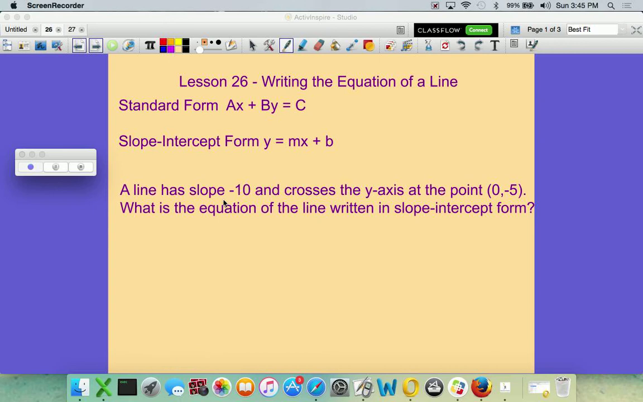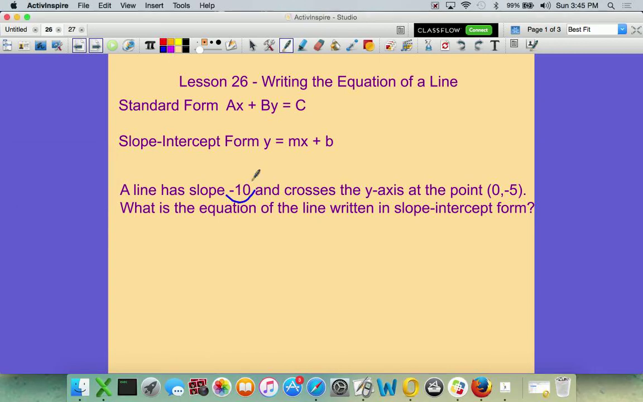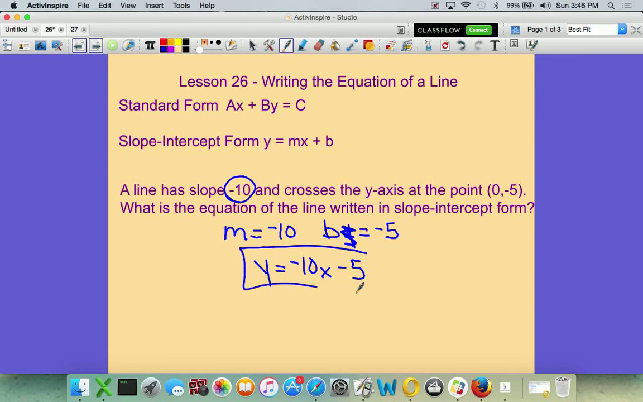So what I see here is we have a slope of -10 already. We have a y-intercept of -5. Sorry, that's not a y, that would be a b. What is the equation of the line written in slope-intercept form? Well, we just plug both of those in. Y equals -10x minus 5. There it is in slope-intercept form. We're done, we're good to go.